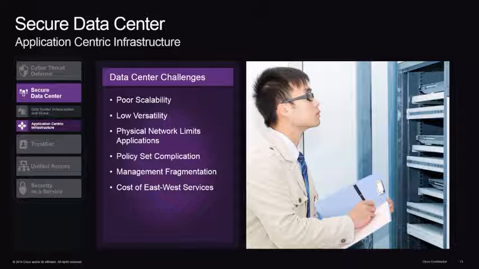A siloed infrastructure also leads to policy set complication, with overlapping rule sets, complex inheritance, and oversubscription. Data management becomes fragmented between separate interfaces with no common objects or templates, and multi-pass inspections, slow network traversal, hairpinning, and a waste of compute cycles lead to an increased cost of east-west services.